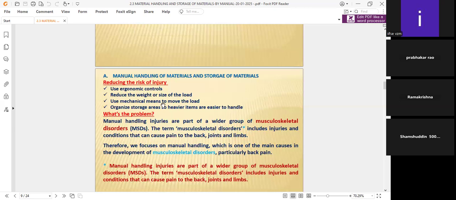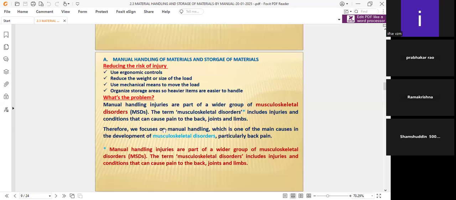Use mechanical means. If manual handling is avoided, the risk will definitely be less. But mechanical handling is not there; we are talking only about manual handling today. Organize storage areas so that items are easier to handle, in a sequential manner. Where heavier materials are there, a team can handle them. Where simple loads are there, one man can handle and shift the material, depending upon the weights.